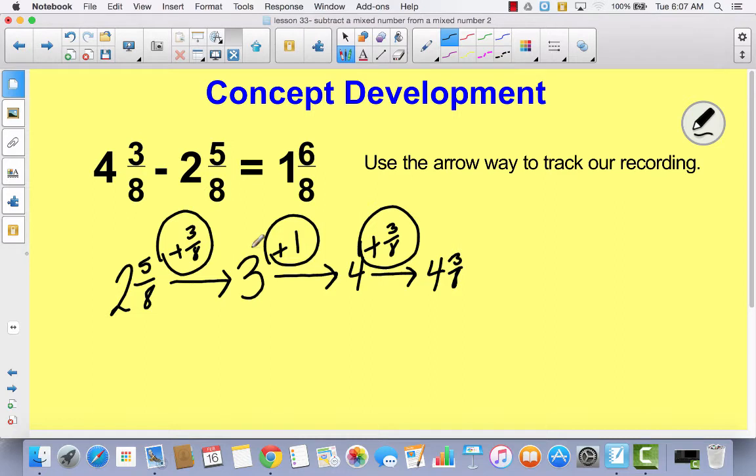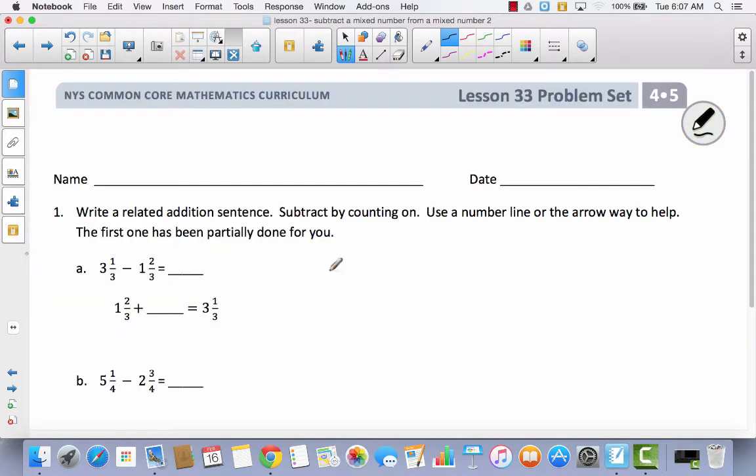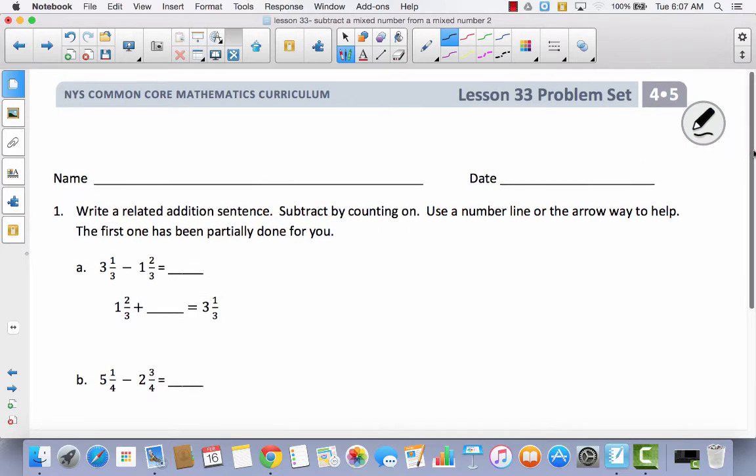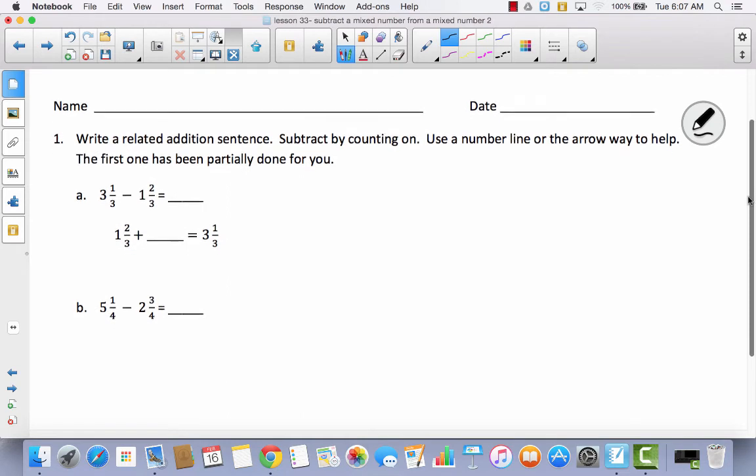So this is the same strategy, except it's a little bit more efficient because you didn't have to draw the number line. But this strategy might be a little bit hard for you if you can't visualize how far it takes to get from 2 5/8 to 3. Like maybe you didn't know that it was 3/8, or maybe you didn't know it was 1 whole. In that case, you're going to want to go ahead and draw the number line so you can actually count over. All right, so let's go ahead and get our problem set, and we're going to practice through these a couple of times. Okay, we're going to look at a couple of different strategies.